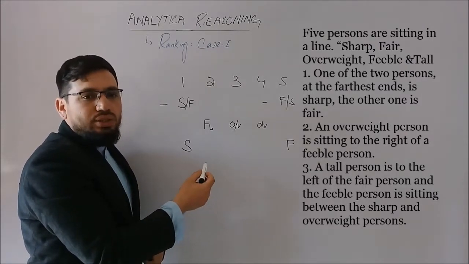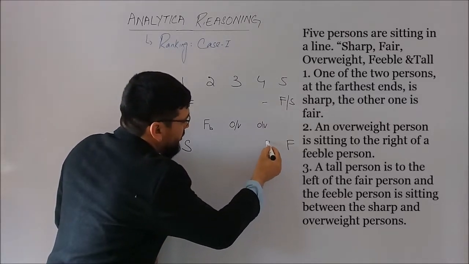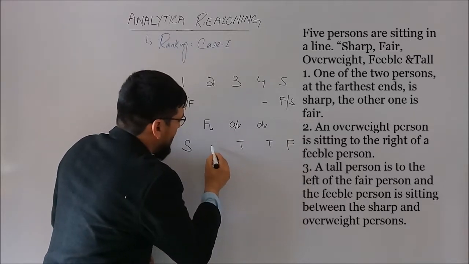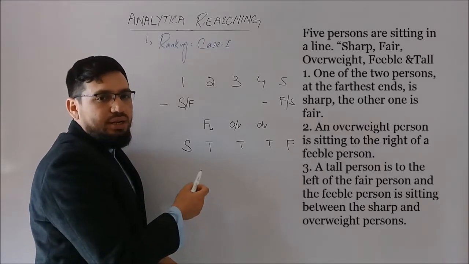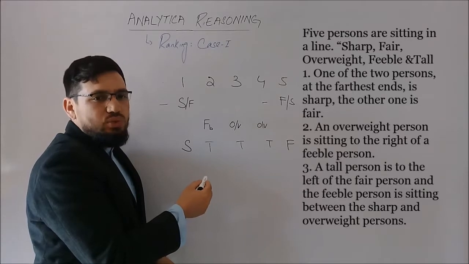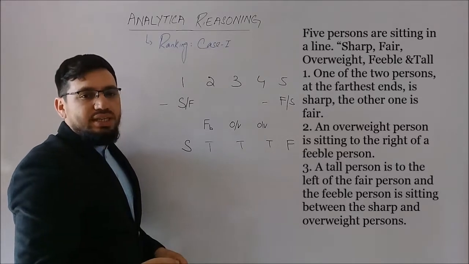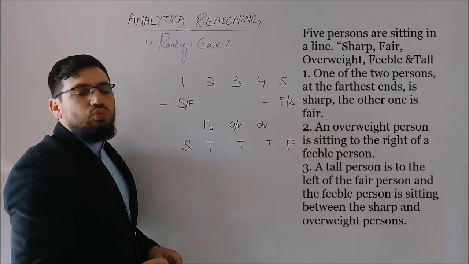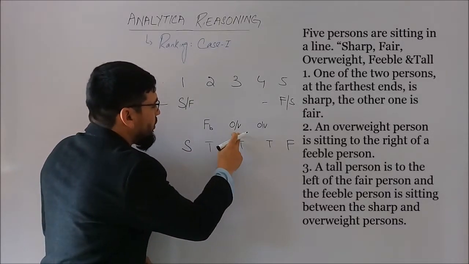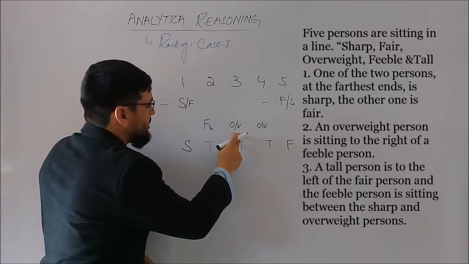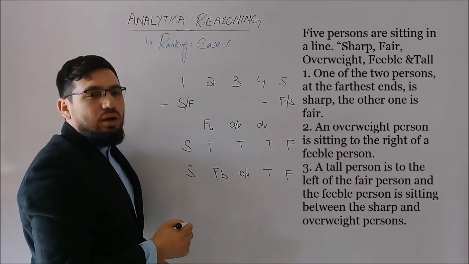And right now, the tall is on the left side of the fair. So the tall could be on 4th position, 3rd position, or 2nd position. Tall can consume any position on the left side of the fair, as we don't know the exact position on the left side. Moreover, at this point, further information is given to us that the feeble person is sitting between sharp and overweight. It means that the feeble person is sitting on the 2nd and the overweight person is sitting on the 3rd position. Right now, the order is clear. We have found out the exact order of this arrangement.